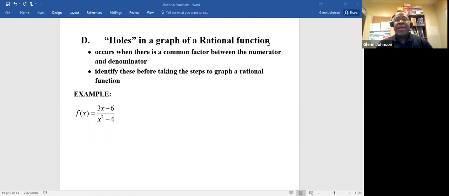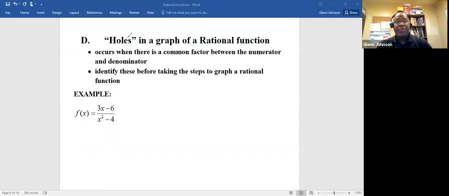This is something that can occur when there's a common factor between the numerator and the denominator of a rational function. These are things that you want to identify before you go through the process of trying to sketch a graph of a rational function. An example that we have here is the function f of x equals 3x minus 6 over x squared minus 4.